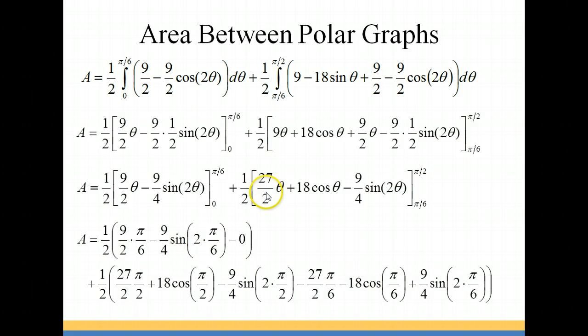Now for the other one, we have 27/2 times pi over 2, 18 cosine of pi over 2, minus 9/4 sine of 2 times pi over 2. All that's going to be multiplied by 1/2 also. Now what we also want to do is go through and plug in pi over 6. So we're going to subtract that out. So we have 27/2 times pi over 6, but we're going to subtract it. We're going to subtract the 18 cosine of pi over 6, and we're going to add the 9/4 sine of 2 times pi over 6.